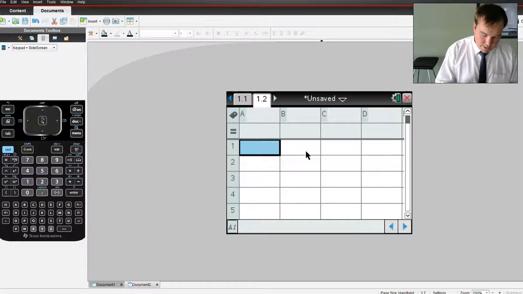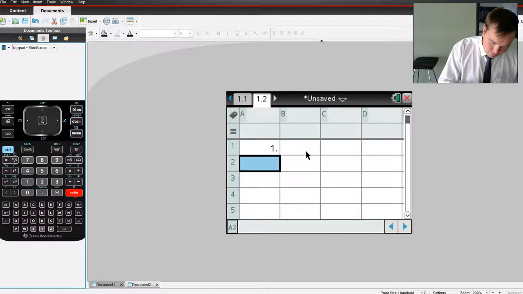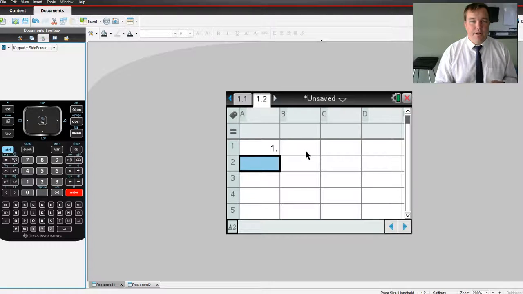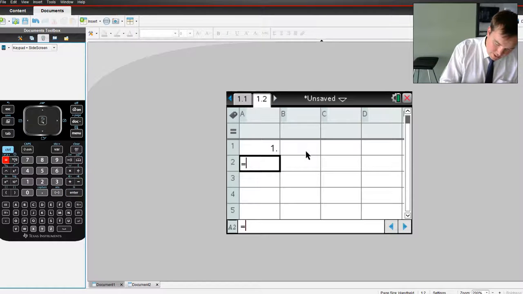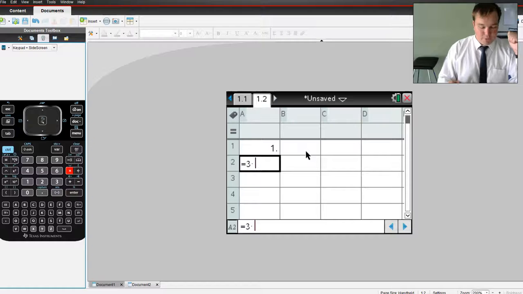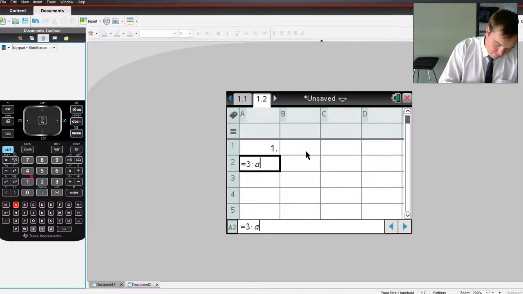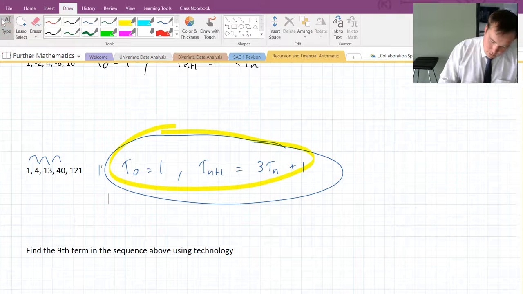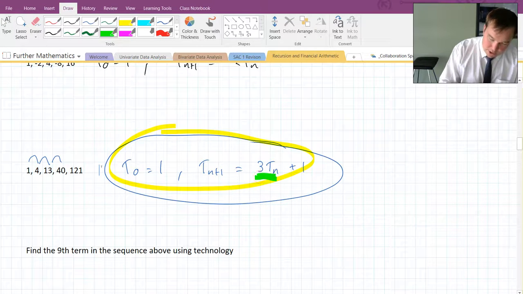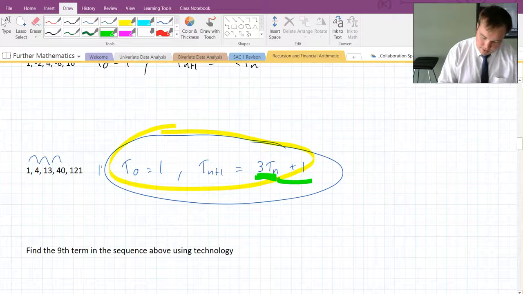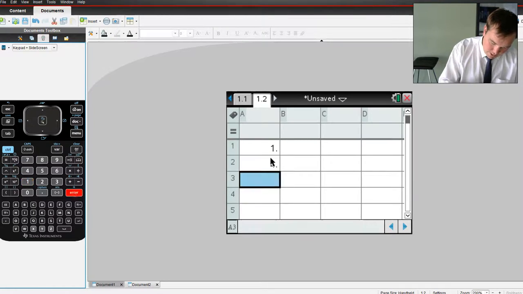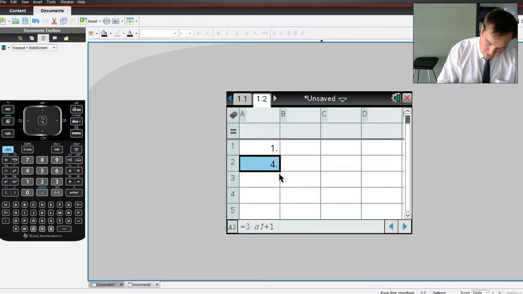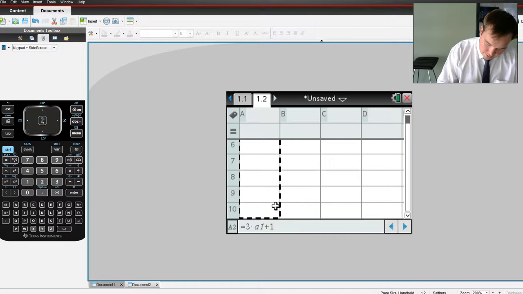Now in this cell here, we put our starting value, which is 1. And then here, we want to put in the recurrence relation, which will get us from 1 to the next. So our recurrence relation starts with an equals, and then we did 3 times the term before. In this case, the term before is A1. And then we added 1. So our rule, remembering, was this one here. And that's what we're putting in: 3 times the term before, which is the cell above, plus 1. So here, 3 times that plus 1, enter. 4. And then we can click and drag down.